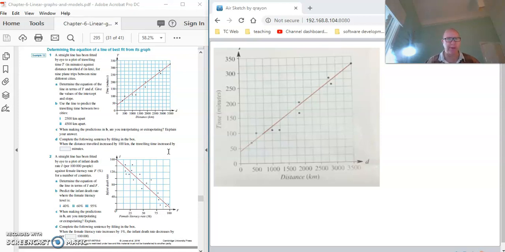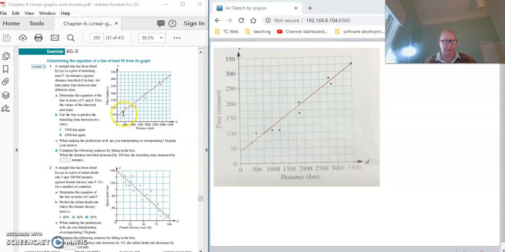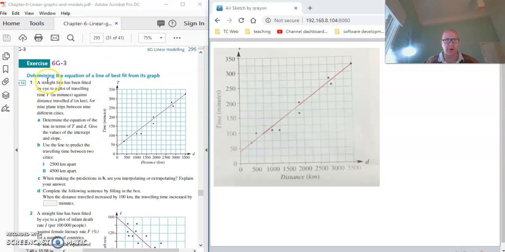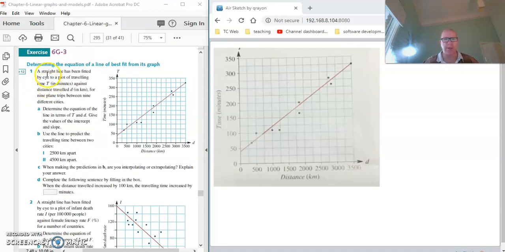Okay, so we follow those exact same steps. So I've got on the side here question 1 from 6G3. Okay, straight lines being fitted by eye to a plot of travelling time against distance travelled, in kilometres, for 9 plane trips between different cities. So somebody's taken some data. So in this case, they've got our 9 points. If I look at 1, 2, 3, 4, 5, 6, 7, 8, 9. Okay, so that's 9 plane trips between different cities.